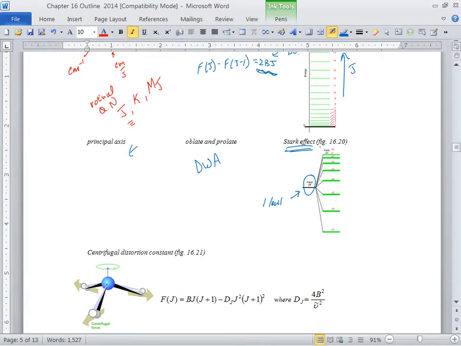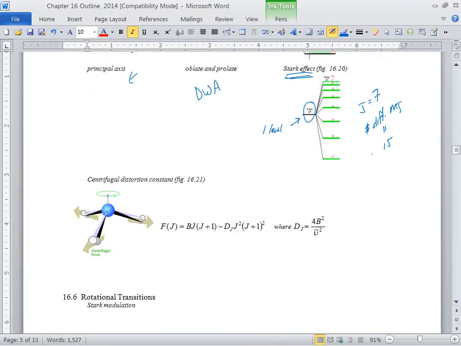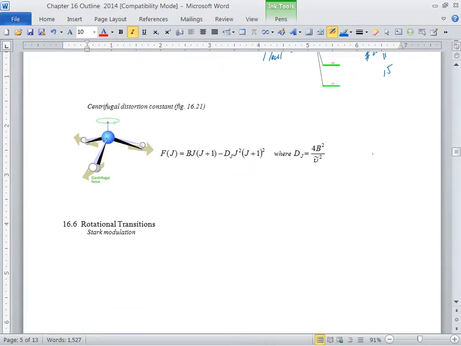Well, let's just make sure you remember J. Let's say J is 7, I think, down there. If J is 7, how many different M sub J values are there? 15. So that would be actually 15 lines you'd see. Okay. Centrifugal distortion constant.